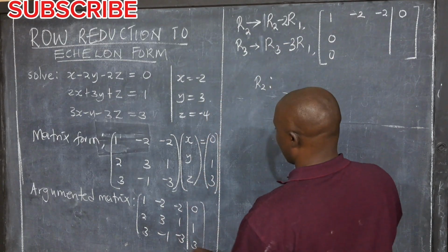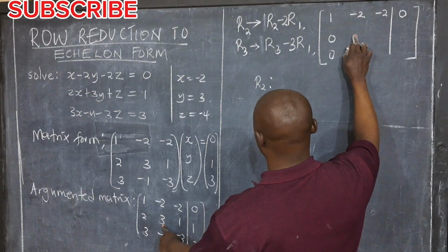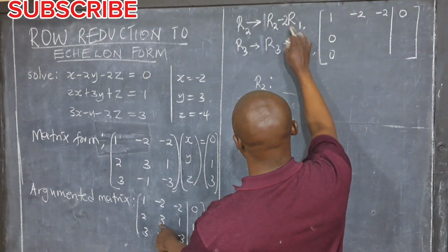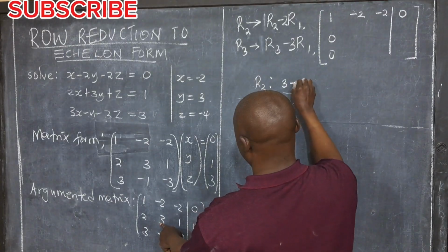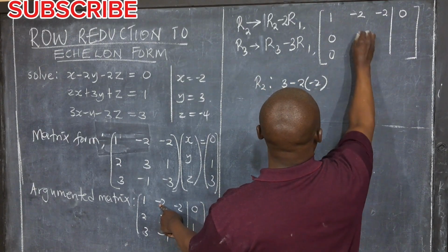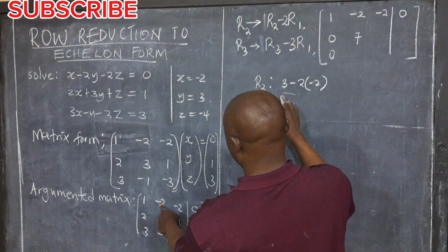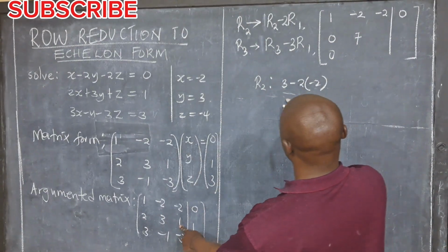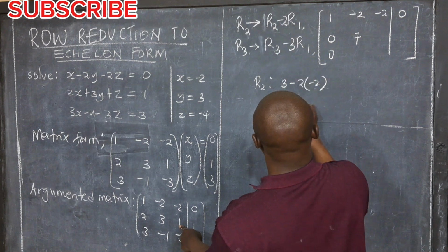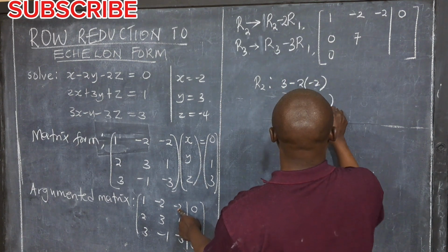Work on it. The first position, I need the element for this. So row 2 minus 2 row 1. So it is 3 minus 2 times row 1, which is this. So this gives us 7. Then the next position is this position here. This is row 2, which is 1. Then minus 2 into row 1, which is this. So this gives us 5.